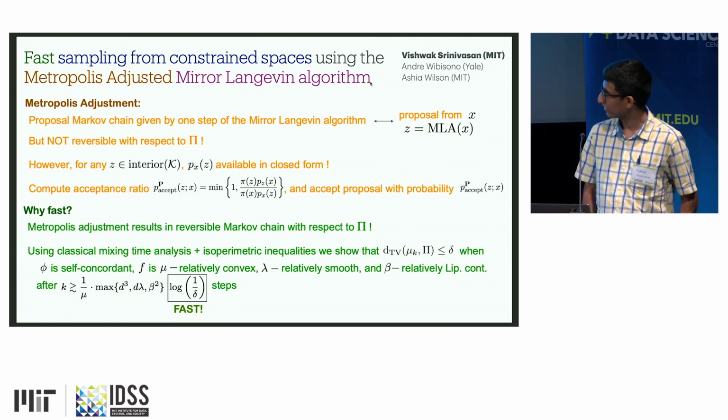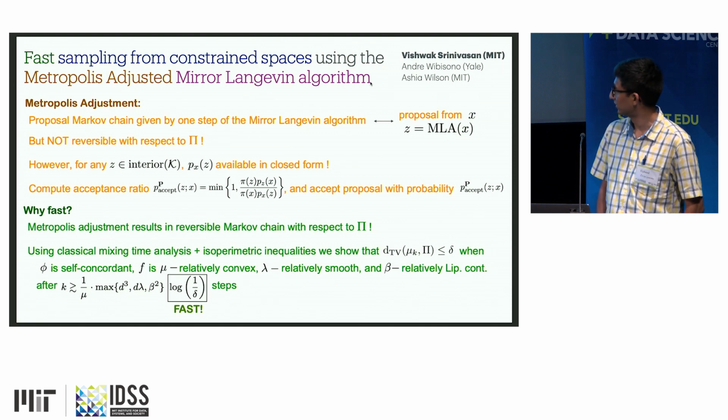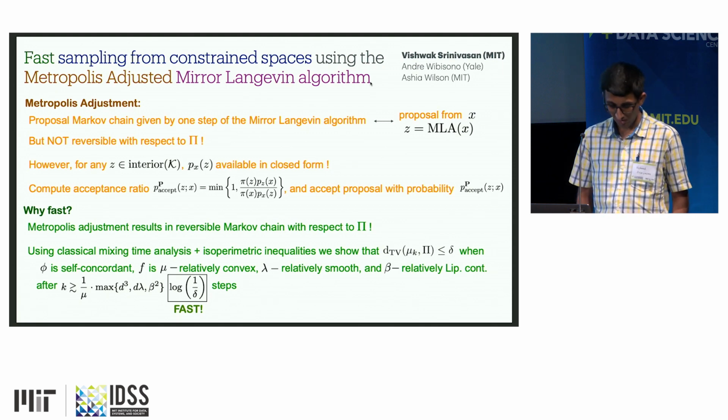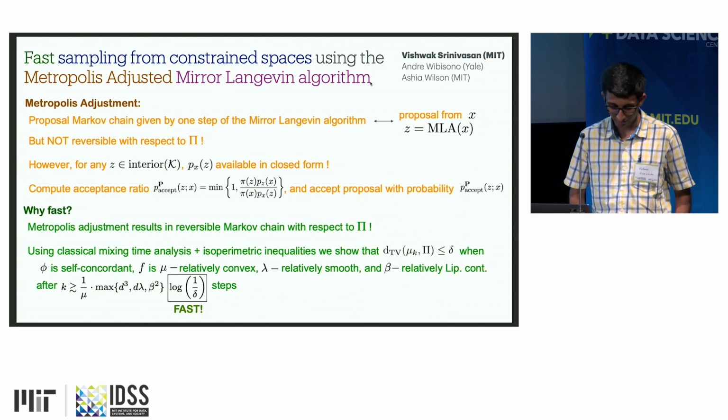And under some nice conditions like self-concordance, relative strong convexity, smoothness, and relative Lipschitz continuity, we can also obtain non-asymptotic upper bounds on the mixing time of our algorithm.